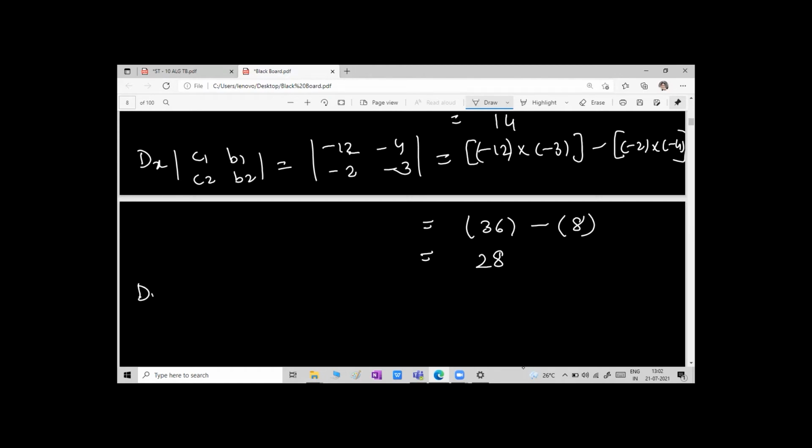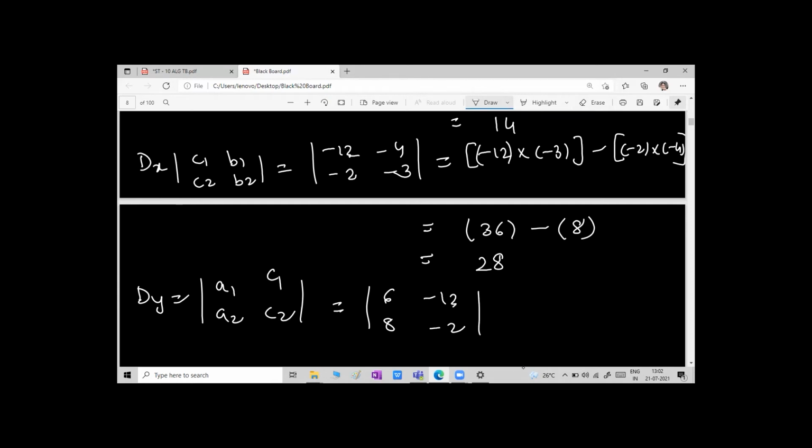Let's find dy now. dy is equal to a1 a2 c1 c2. No, no, so sorry, so sorry. We are finding a1 a2 c1 c2 means we are finding dy. So here it would be 6 and 8. Here it would be -12 and -2. Okay, I don't know why this 2 is not coming good. Let me write again -12 and -2. Now it's pretty cool. Use brackets to avoid error.